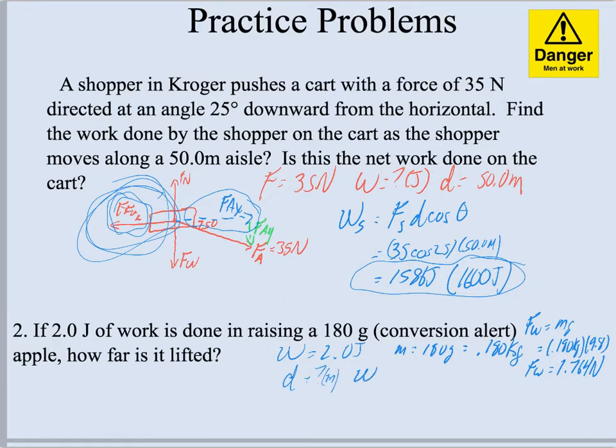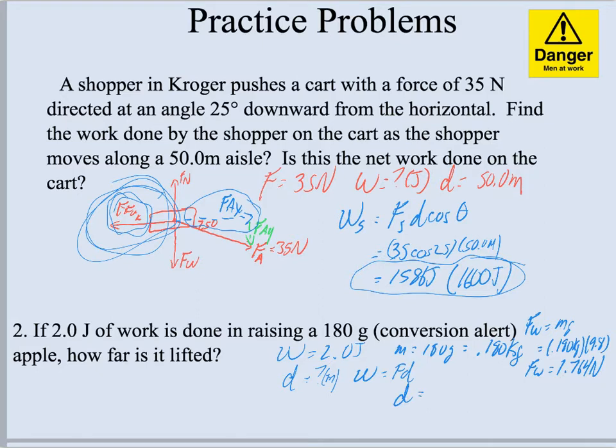So if work done is equal to the force times the distance, I'm not even going to worry about the cosine of theta here, because if I'm doing work raising an apple, I'm lifting it up in the same direction that I'm applying my force. So I don't need to worry about the cosine of theta, because it's going to be 0 degrees between the force that I'm applying to the apple and the displacement of the apple. So cosine of 0 is 1. So I can just ignore that.